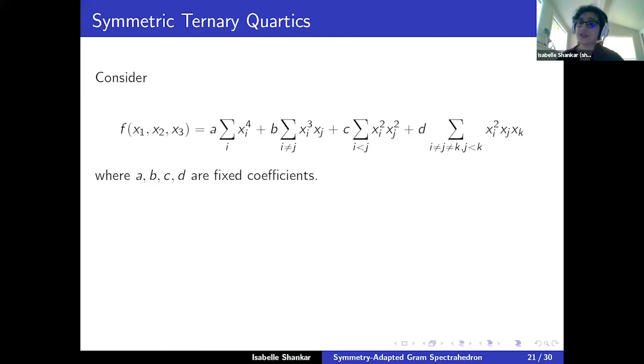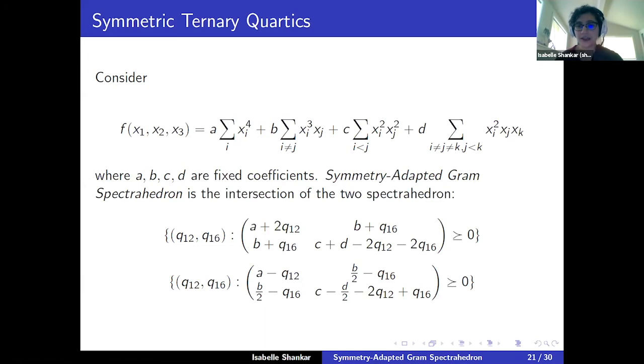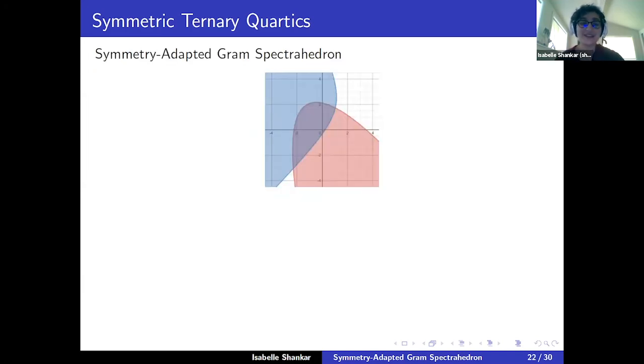Now, if we're interested in the symmetry adapted Gram spectrahedra, then we're going to want to pick a particular symmetric ternary quartic. So here I have one, let's fix A, B, C, and D, and I have it written here in the monomial basis. Then we intersect the affine subspace defined by those coefficients with the symmetry adapted PSD cone, and you get that the symmetry adapted Gram spectrahedron is the intersection of these 2 spectrahedra. This matrix here comes from the trivial block, this matrix here comes from the standard block. And it becomes a two-dimensional object, so we can even see it. So this is actually quite nice.